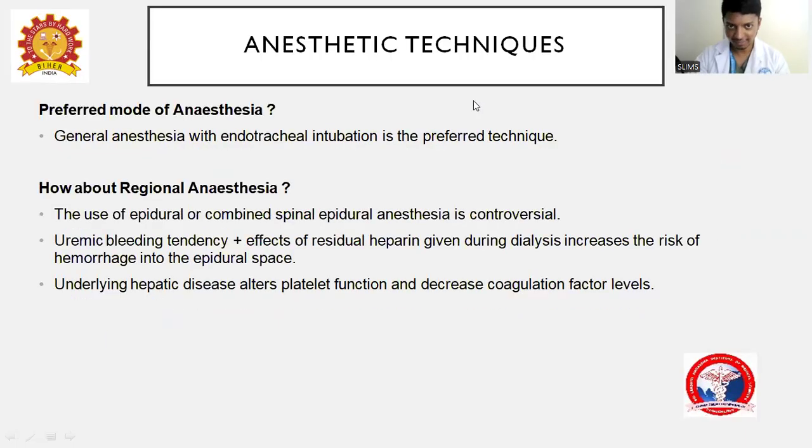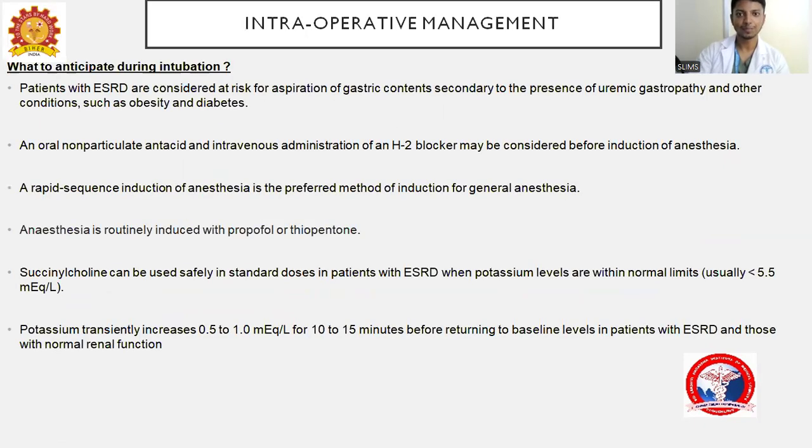So what are the anesthetic techniques that we can employ, and what is the preferred mode of anesthesia? GA with endotracheal intubation is the preferred technique. How about regional? Use of epidural or combined spinal epidural anesthesia is controversial. Uremic bleeding tendency plus effects of residual heparin given during dialysis increases the risk of hemorrhage into the epidural space. Underlying hepatic disease alters platelet function and decreases coagulation factor levels.